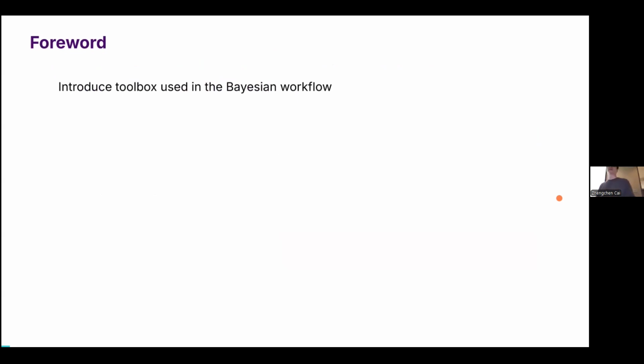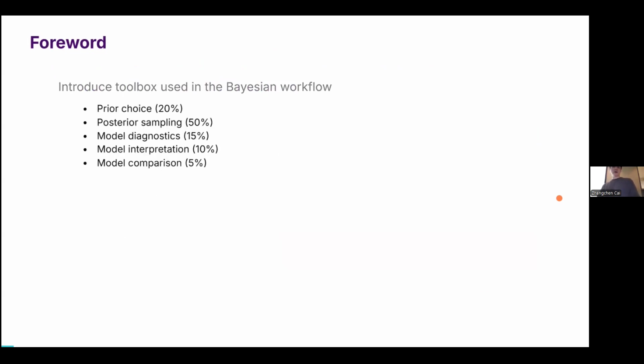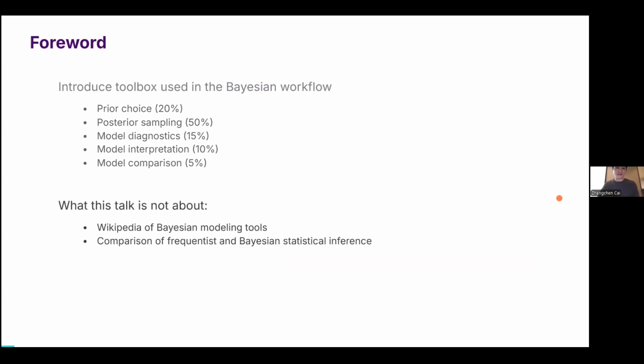My talk is going to be an introduction of the toolbox we use in the Bayesian workflow. It's the workflow introduced by Habib in the previous session, and I will follow the steps of the workflow, starting from prior choice to posterior sampling and model diagnostics, with roughly a proportion of the talk for each. I hope it sums up to 100. I didn't check, but anyways.